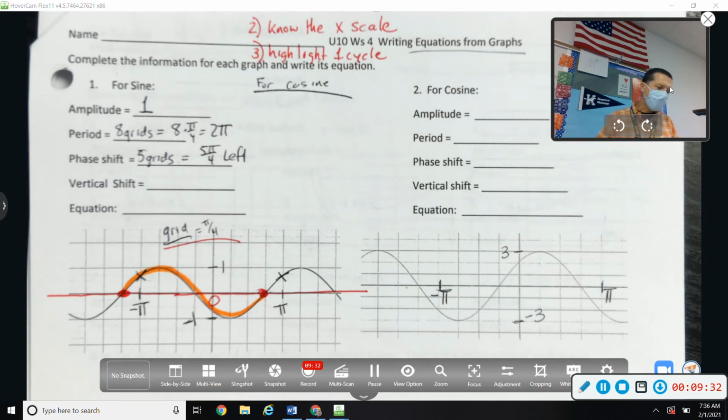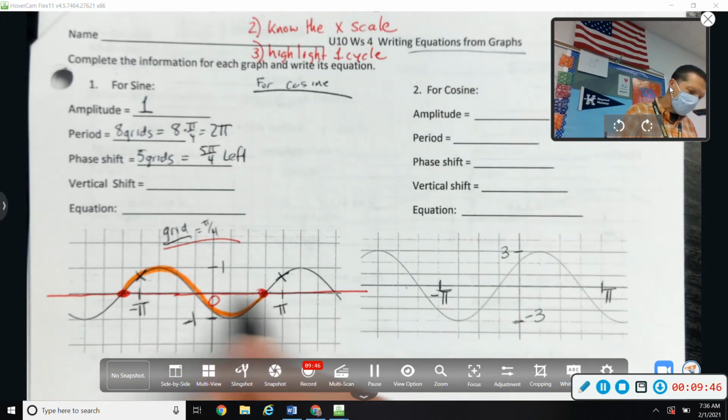How about vertical shift? This is why we drew the midline. Vertical shift? I see some hesitant head shakes, meaning no, there's not one. It's centered around 0.